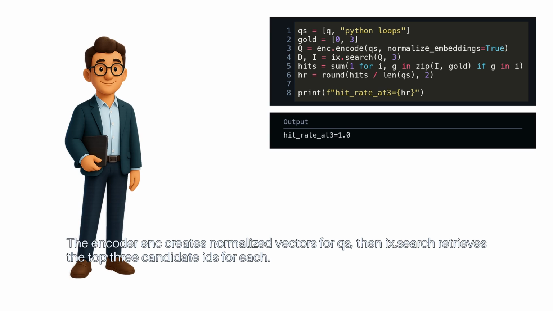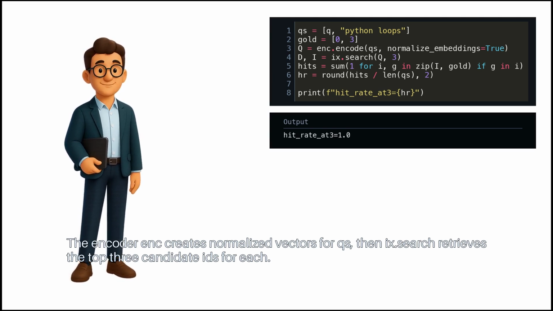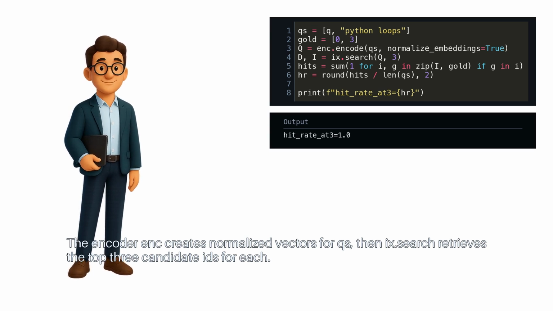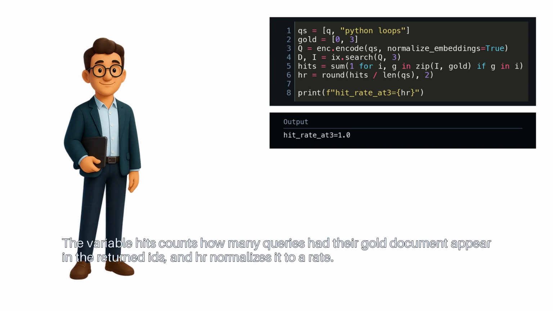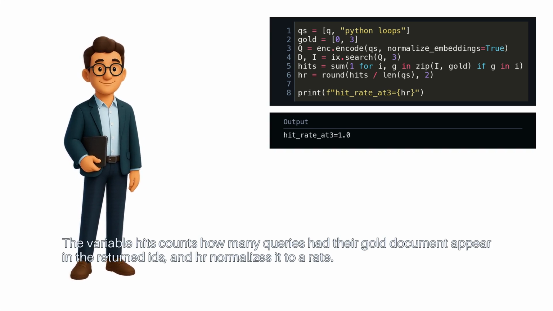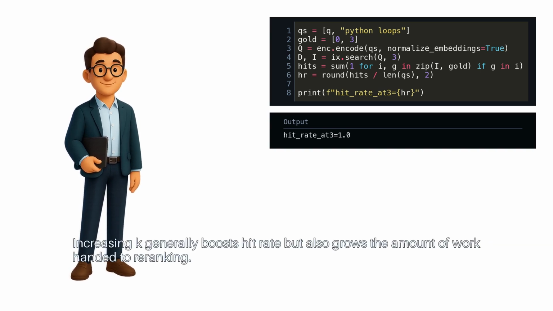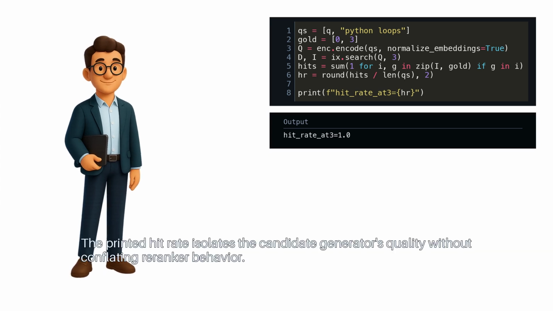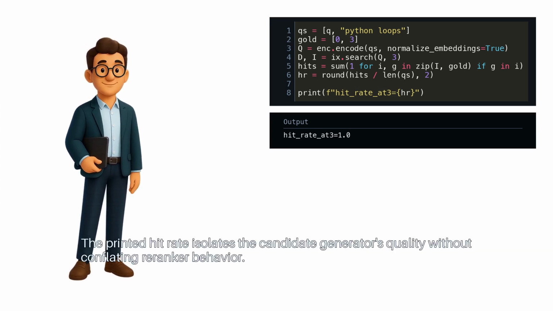The encoder ENC creates normalized vectors for QS. Then IX search retrieves the top 3 candidate IDs for each. The variable hits counts how many queries had their gold document appear in the returned IDs, and HR normalizes it to a rate. Increasing K generally boosts hit rate, but also grows the amount of work handed to re-ranking. The printed hit rate isolates the candidate generator's quality without conflating re-ranker behavior.